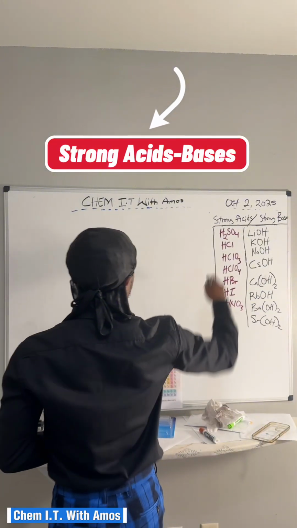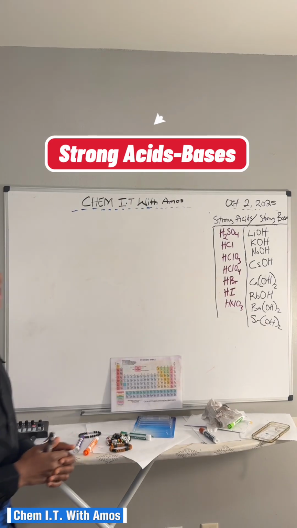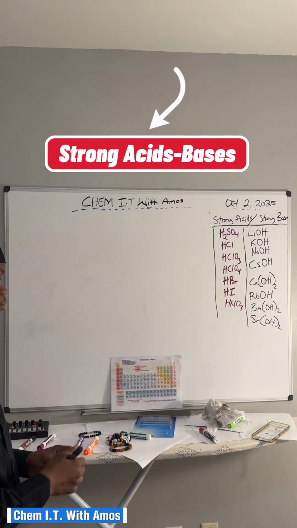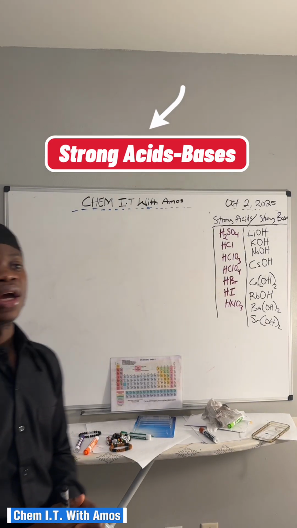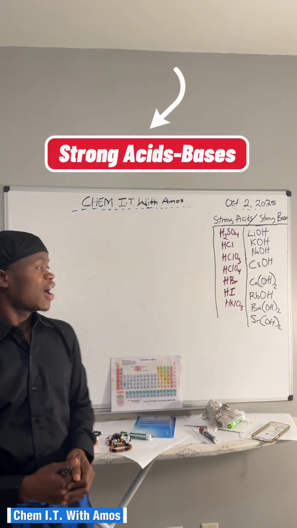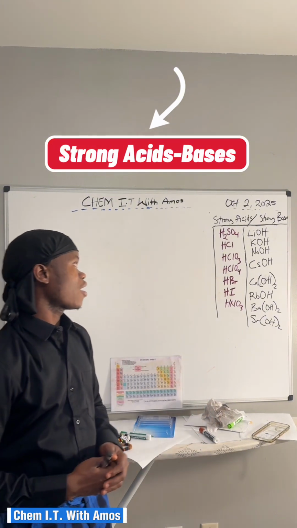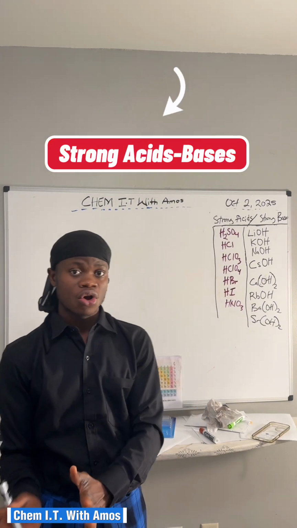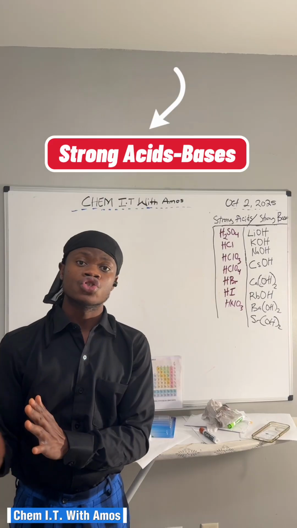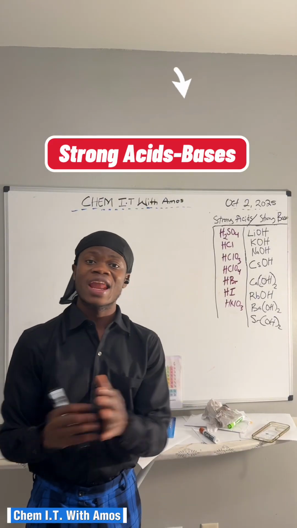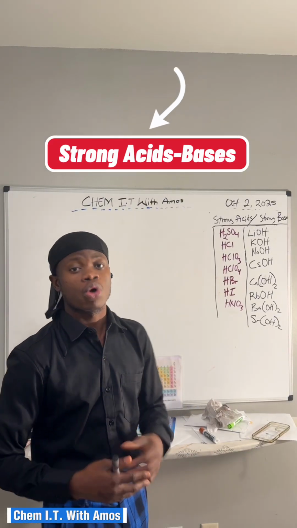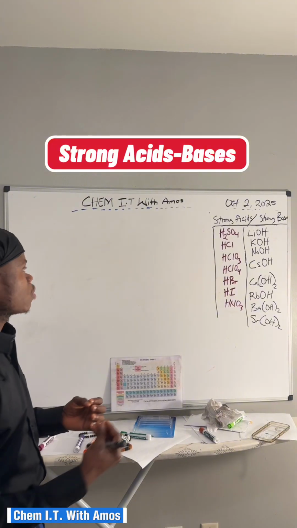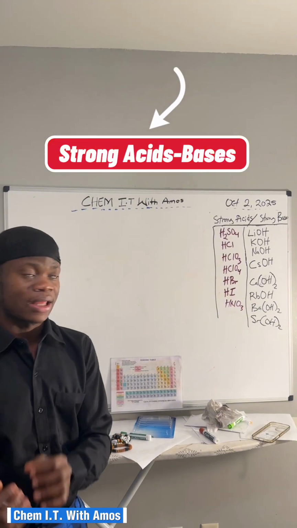So right now we say strong acid. What is a strong acid? In short, we can say that a strong acid is an acid that dissociates or decomposes in water, or ionizes completely in water. What does that mean for something to ionize in water completely?